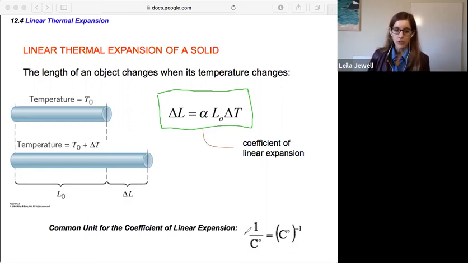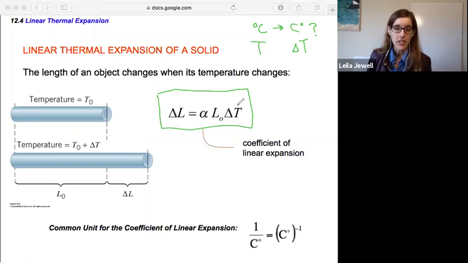So the common unit for the coefficient of linear expansion is 1 over Celsius degrees, or Celsius degrees to the -1, inverse Celsius degrees. And one note, why is this switched to Celsius degrees as opposed to degrees Celsius? This is a subtlety that I didn't pick up at first. We use degrees Celsius when we're talking about an actual temperature, and Celsius degrees is for a change in temperature. So that notes that we have subtracted two temperatures from each other.